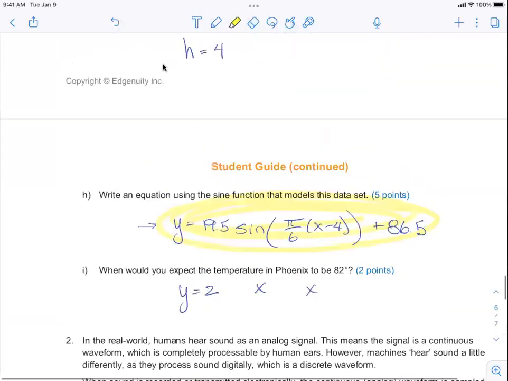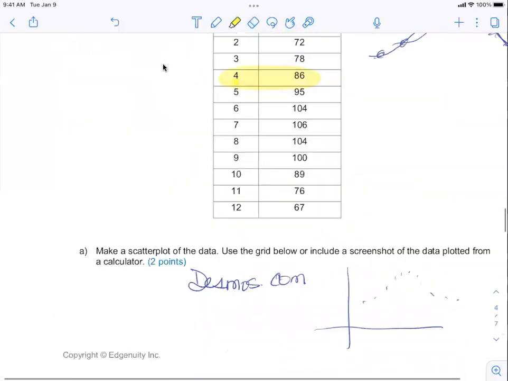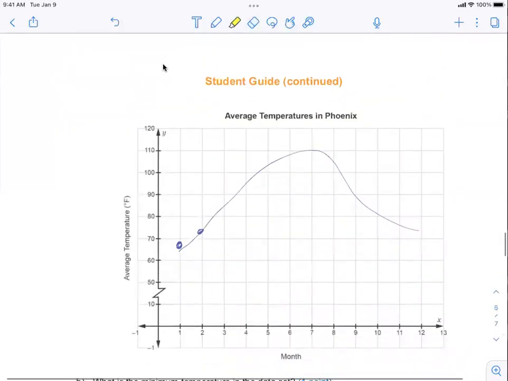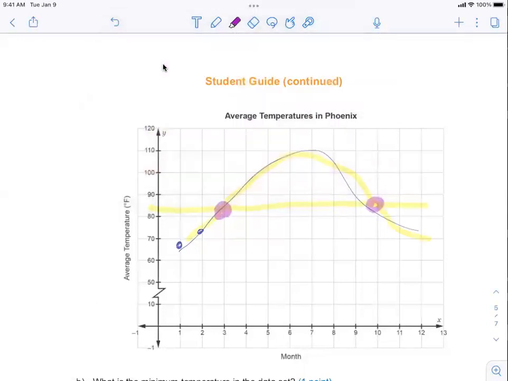If not, you could come up here to your graph. So we want 82. So pretend you had this whole graph. You can come over here to 82 degrees and tell me where on the graph, here and here, it's equal to 82. I got a 3.5 and a 10.5. Not too bad. I'm going to scooch those dots over a little bit.